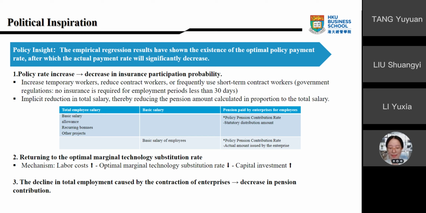The second reason is that companies have the motivation to return to the optimal marginal substitution rate. As the cost of human capital increases, companies choose to increase capital investment. The third reason is that companies may face a reduction in scale due to cost pressures.